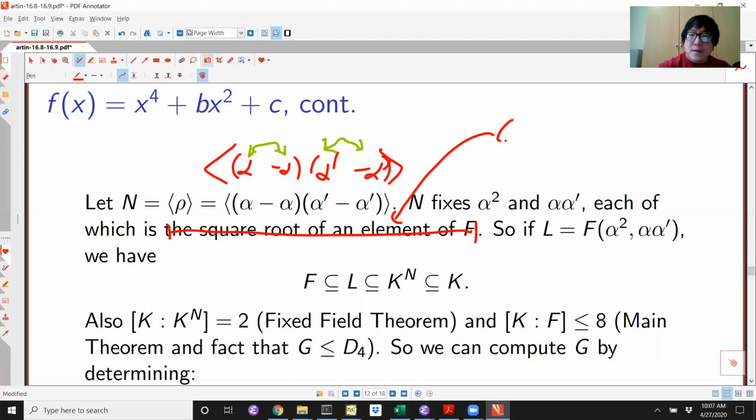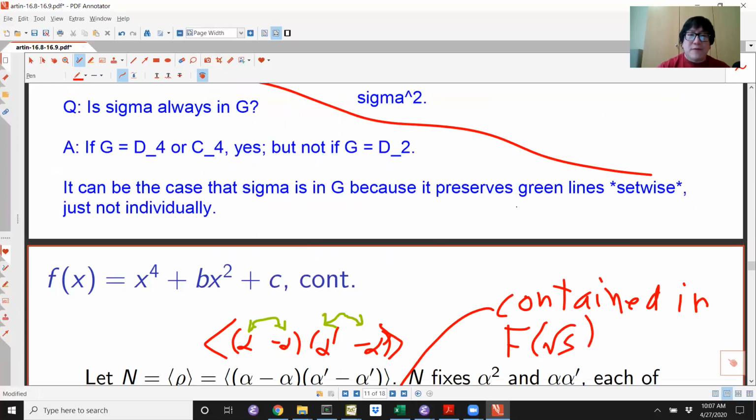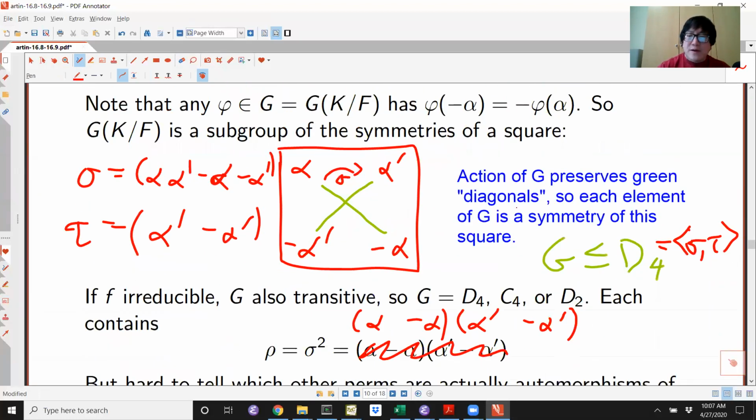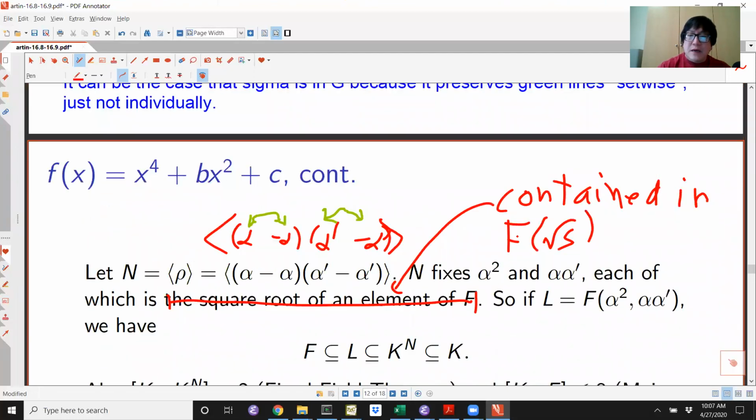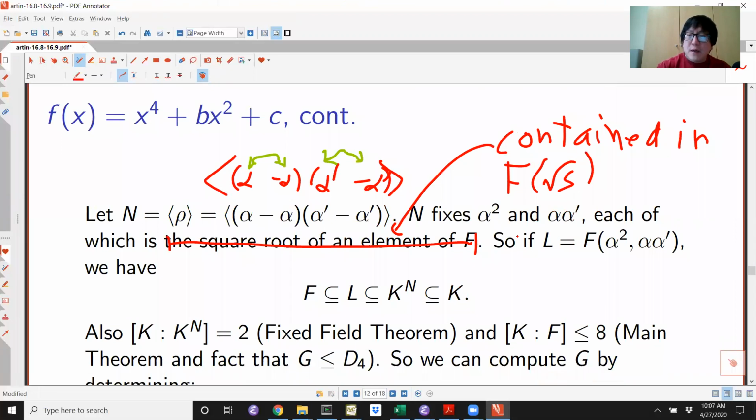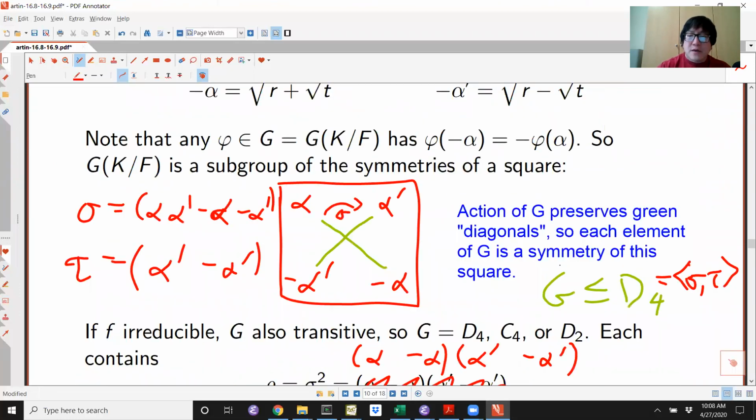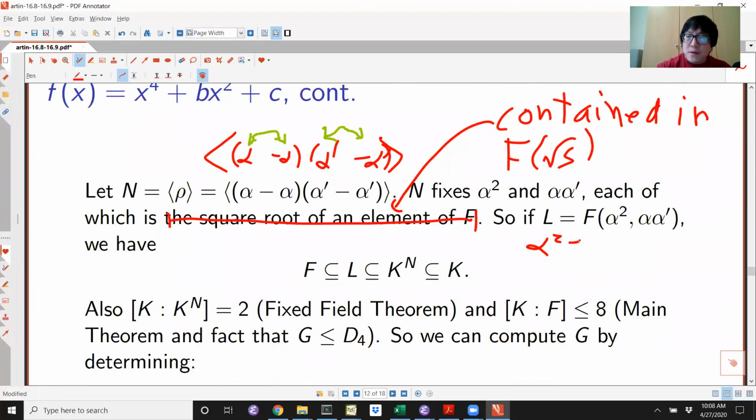Each of which is contained in some F adjoin square root of s. Right, because for example, I should actually say what alpha squared and alpha prime are. So alpha squared, if you go back and look at what we had over here, is going to be equal to r plus root t, which is contained in F adjoin root t.